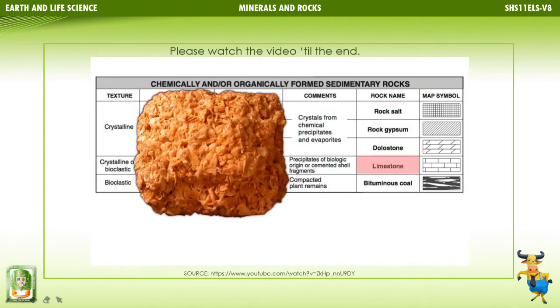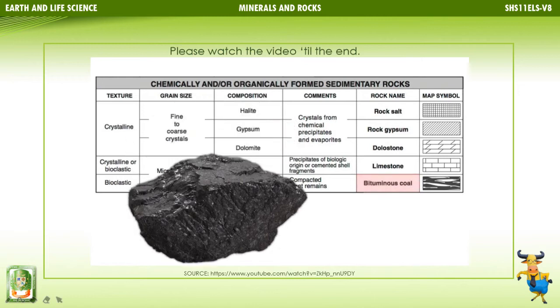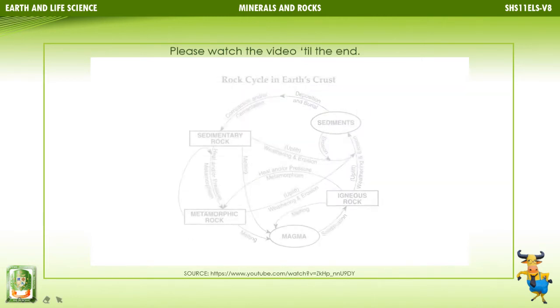For example, this sample is something called limestone. We refer to limestone as being bioclastic. Now remember, our clastic rocks were sediments stuck together, so our bioclastic rocks will be life, living things stuck together. In this case, we have shells stuck together. This is called a coquina. It's a type of limestone. Another example of a bioclastic rock would be bituminous coal, which is made from compacted remains of plants. And so those are our sedimentary rocks.